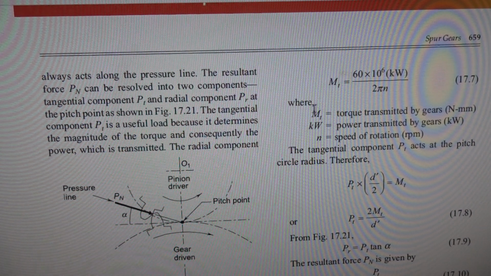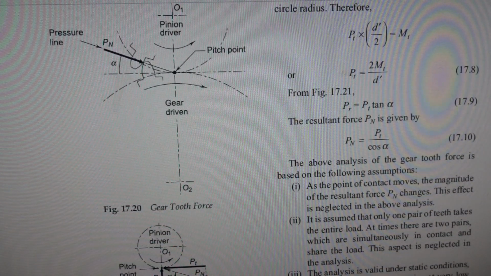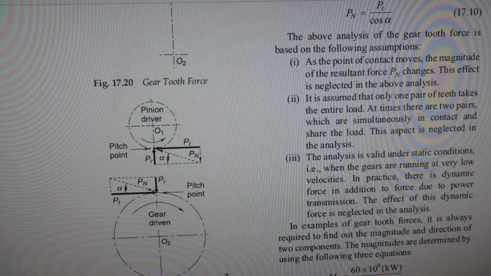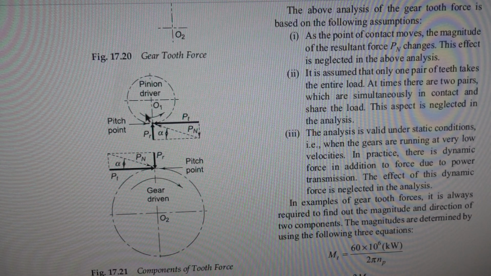When you know the MT, you can find the value of the PT. See this figure, the direction of the forces. This is the pinion. O1 is the center, and the pinion is always the driver gear, and this one is the pitch point. So this driver drives the gear, and the driven gear rotates in the clockwise direction.